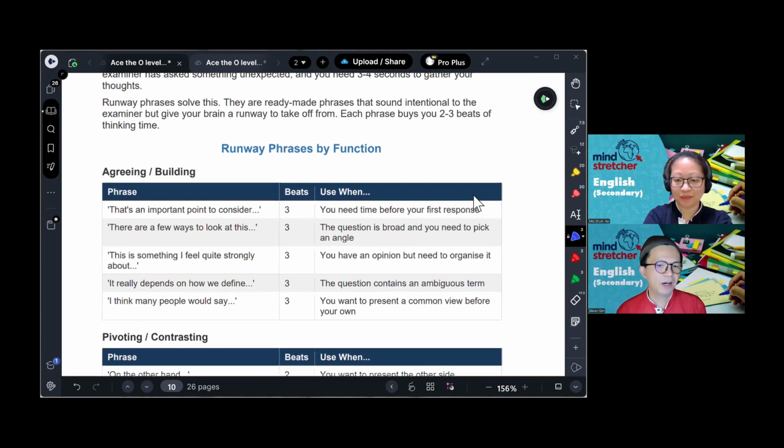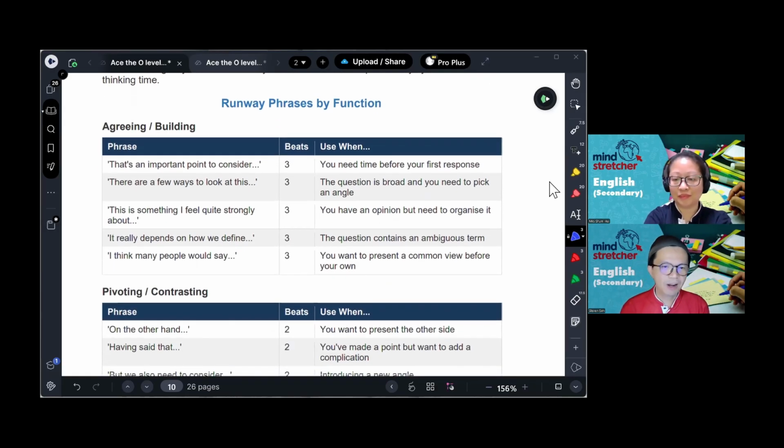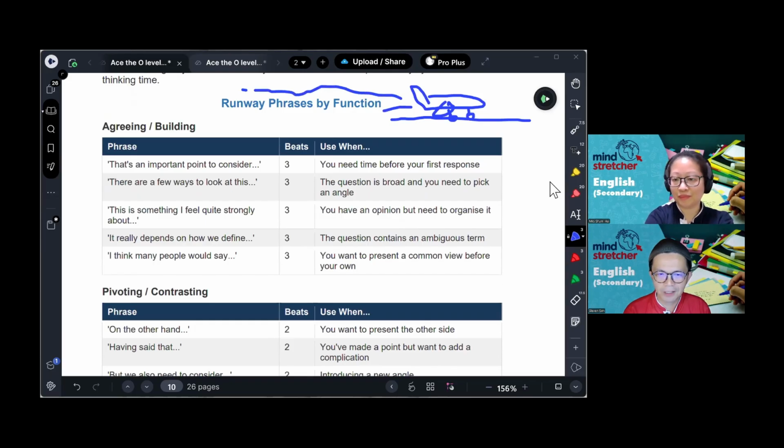And what you need is a runway. What's a runway? When you have your aeroplane on the ground, it's on wheels, right? So it needs runway. It needs to pick up some speed before it can fly off. It doesn't just immediately, yes, and this is the answer, rocket. No, you need some time. And so the beats here mean 1, 2, 3. We learned this in music, isn't it? 1, 2, 3. So beats, that's an important point to consider.